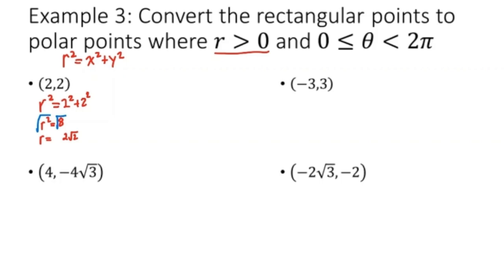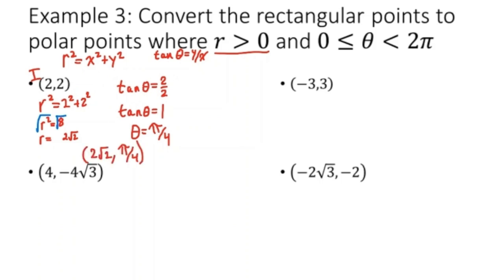As for theta, we're going to use the relationship that tangent theta equals y over x. So tangent theta will equal 2 over 2. In other words, tangent theta will equal 1. Well, in general, there's two possible angles on the unit circle that cause tangent to equal 1. Since our point (2, 2) is in quadrant 1, we want to find the angle theta that is in quadrant 1, where tangent of that angle will be 1. If we look through the unit circle, we would get that theta would be pi over 4. So our point (2, 2) is equivalent to (2 root 2, pi over 4).